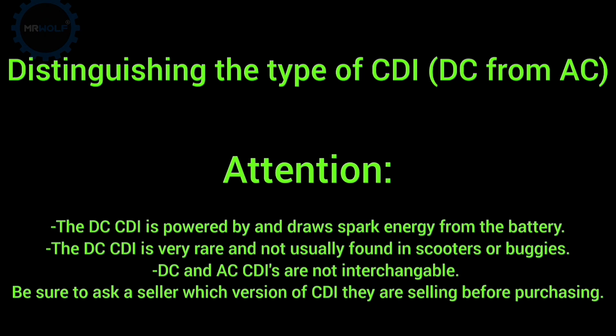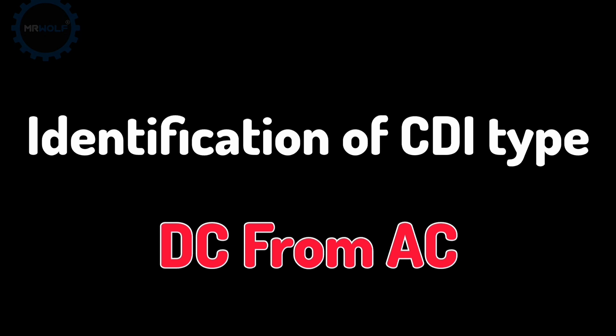The DC CDI is very rare and not usually found in scooters or buggies. DC and AC CDIs are not interchangeable. Be sure to ask a seller which version of CDI they are selling before purchasing. To identify your CDI type, just do one of these methods.